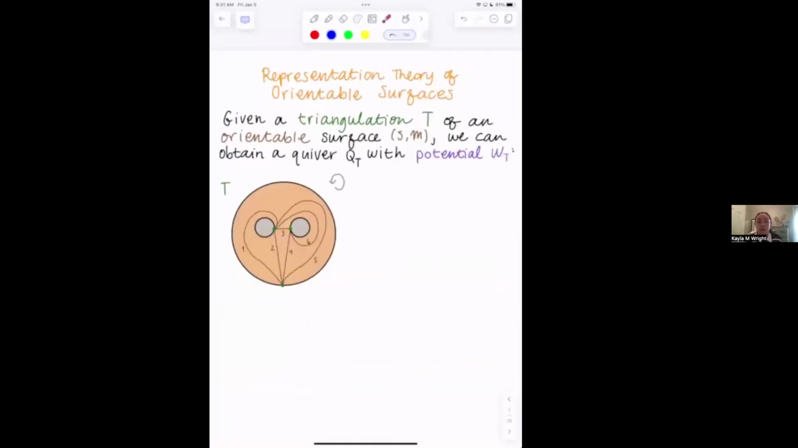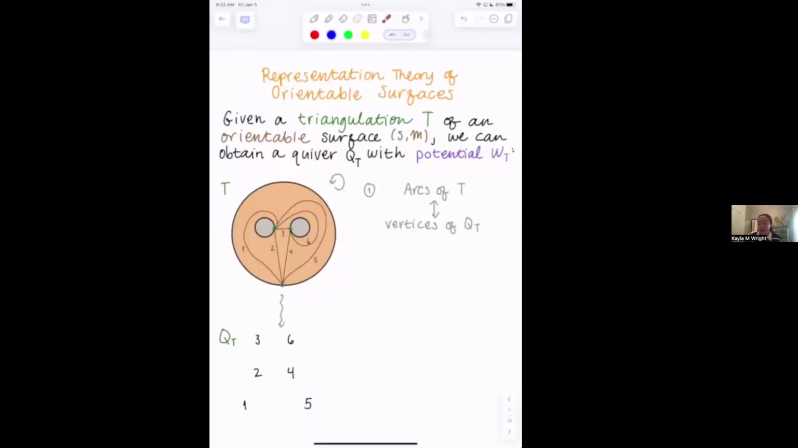So let's review the story for orientable surfaces. If we take some surface, say a disk with two closed disks removed, and we triangulate it, we can associate a quiver with potential. We fix the counterclockwise orientation, and we can obtain a quiver in the following way. I'll put the quiver down here, labeled QT. The arcs of the triangulation are in bijection with the vertices of the quiver. I have 6 arcs in the triangulation here, and we have 6 vertices of the quiver.